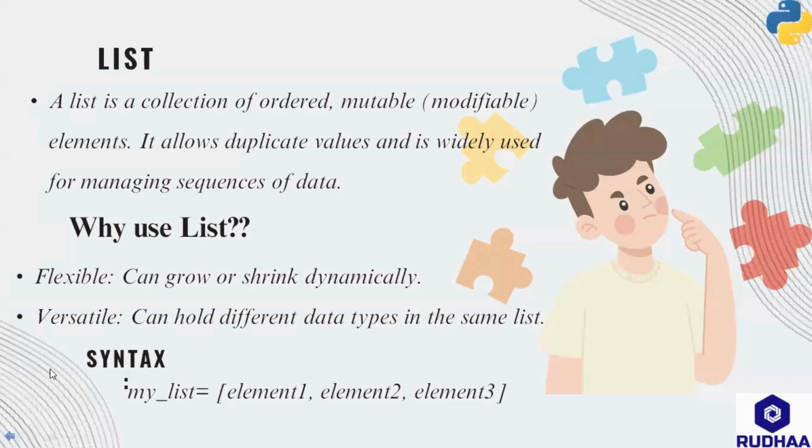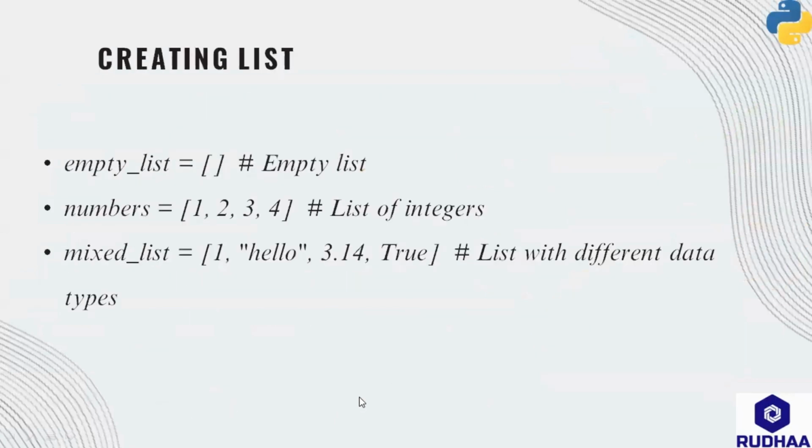So the syntax of a list is given here. my_list is equal to element 1, 2, 3. Here my_list is the name that we give for our list. It is not necessary that these three elements belong to the same data type. One can be an integer, another a float, another a string. All the different data types can be present in a single list. So this is the syntax for a list, and this is how we create a list.